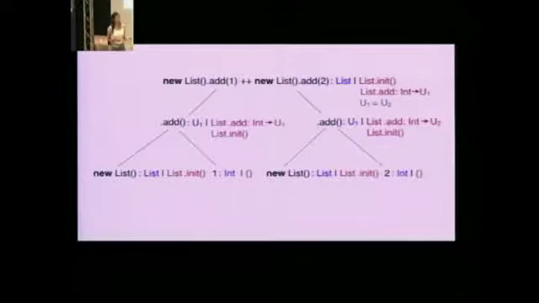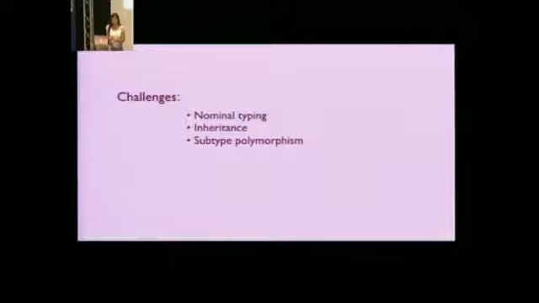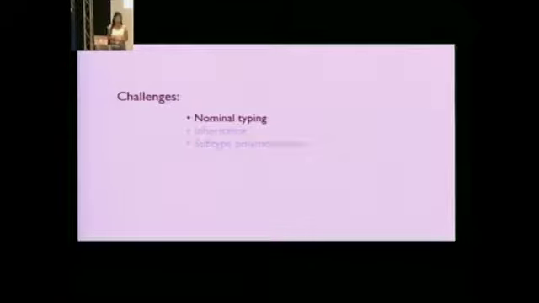So U1 is equal to U2. So far, I have just shown you briefly how co-contextual type checking works. But things get more complicated if we consider features of Featherweight Java. In the paper, we address these three challenges, which are nominal typing, inheritance, and subtype polymorphism. In this talk, I will just show nominal typing. Regarding inheritance and subtype polymorphism, you can refer to the paper for more details.